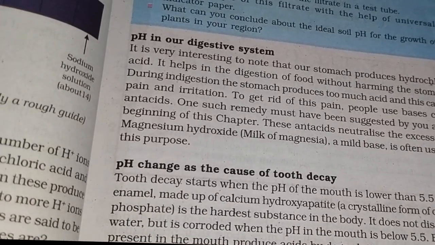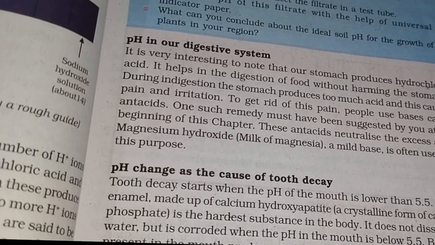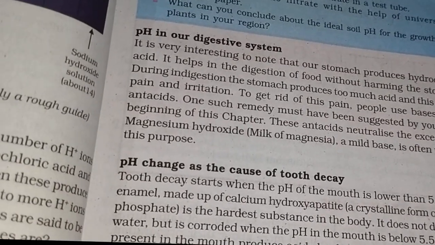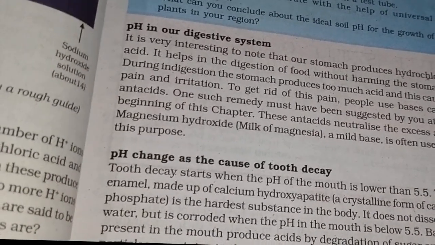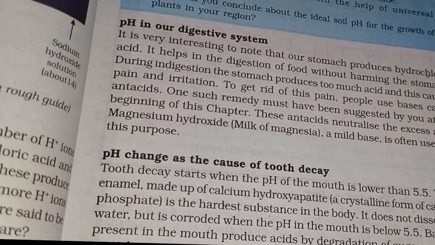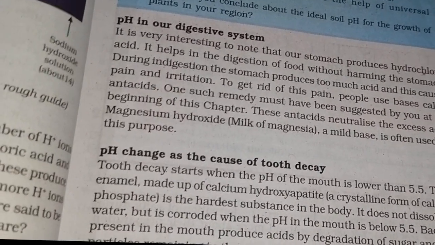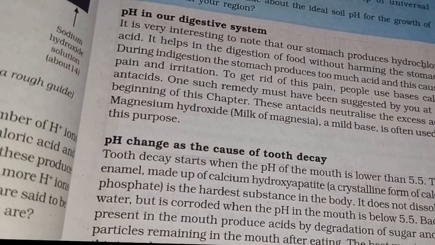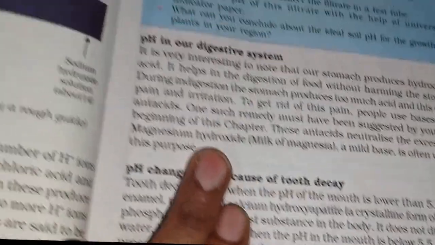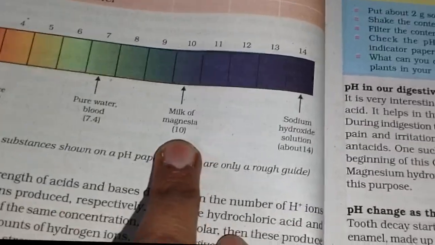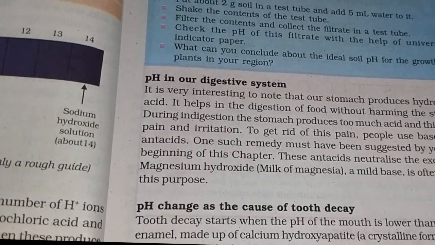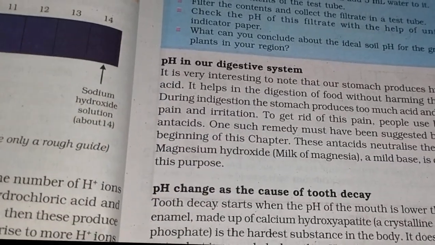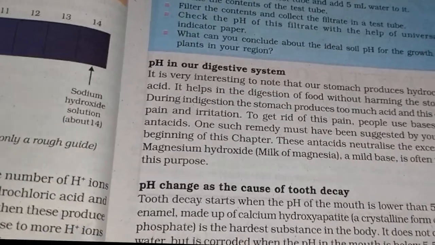During indigestion, what happens? The stomach will produce more and more acid, and it will cause us pain and irritation. To relieve that, what do we have to use? Antacid. That is nothing but a base. In the beginning of the chapter we discussed antacids like milk of magnesia. It acts as a mild base and is often used for this purpose, to neutralize the acid in our stomach.